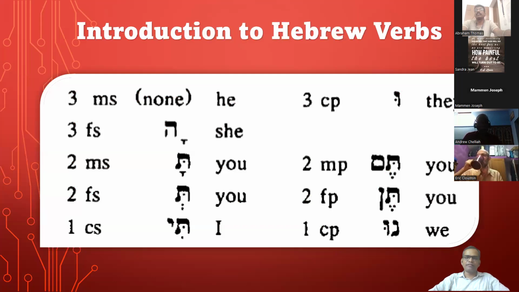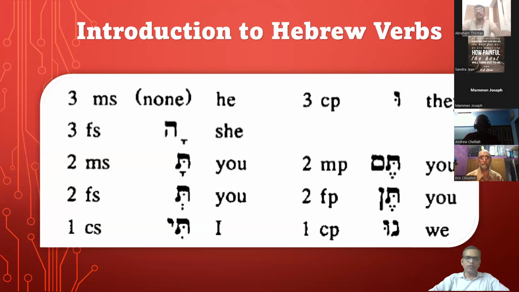So if you see here, there are endings which are beginning with vowels. There are endings which are beginning with consonants. For example, third feminine singular beginning with a vowel, Kamatske. Third common plural beginning with a vowel, Shurak. But the remaining endings like ta, tau, ti, ten, nu, all these are beginning with consonants.